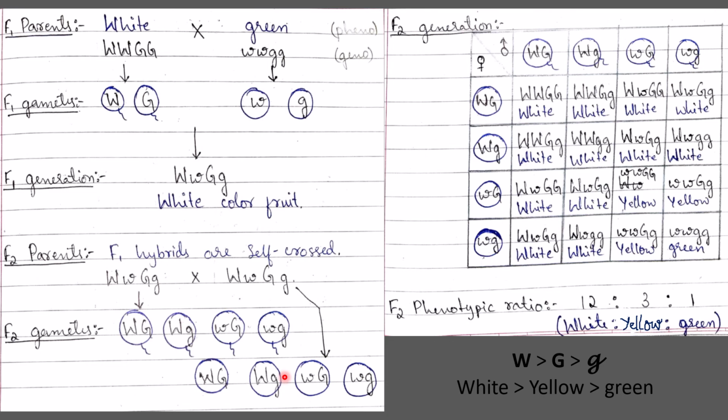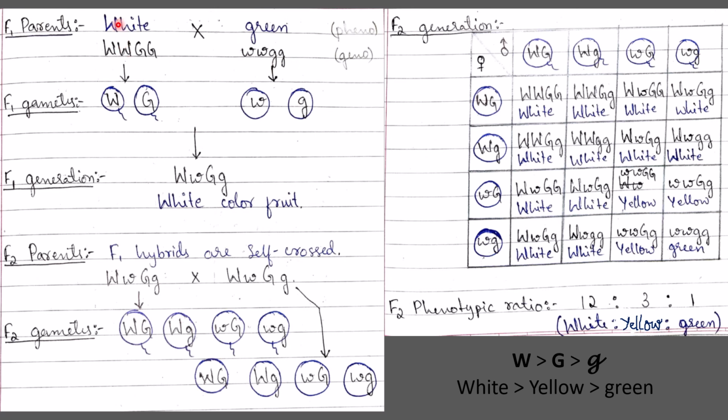Now this is the cross. The question says the cross was made between white and green colored fruits, right? So the phenotype is being written here, and for the genotype, again we'll have to be careful. Here green, when will the green color be produced? When all the alleles are recessive here. So I'll take all the recessive genes here.